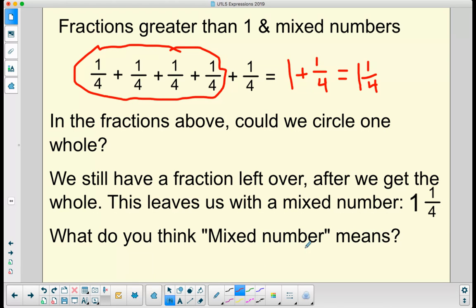So what do you think a mixed number means? You're right. A mixed number is a whole number and a fraction combined in one number. It's mixed. It has both a whole number and a fraction. I like to think of mixed nuts. When I buy mixed nuts, it has different kinds of nuts in it. This has a different form of a number in it. It has a whole number and a fraction in it, makes it a mixed number. It's mixed with whole numbers and fractions.